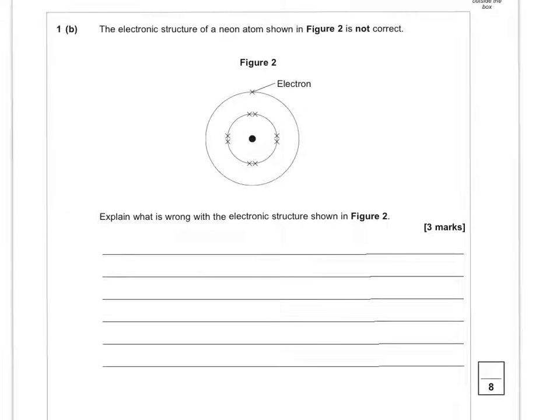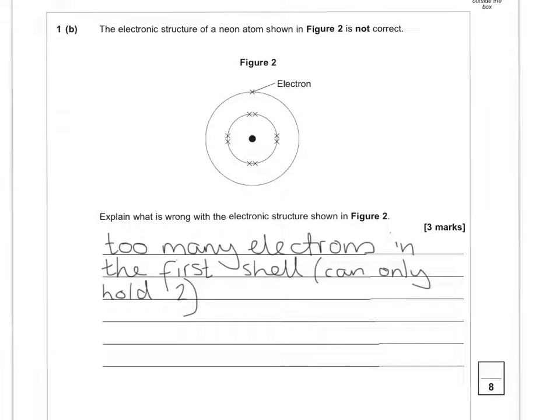Question 1B. The electronic structure of a neon atom is shown in Figure 2. It's not correct. Explain what is wrong with the electronic structure shown in Figure 2. So, the first thing, which is probably pretty obvious to most people, and most people did get it right, is that it's got more than 2 electrons on the inner shell, and remembering that it can only hold 2 in the first shell. The second point is to say that there are too few electrons in the second shell.